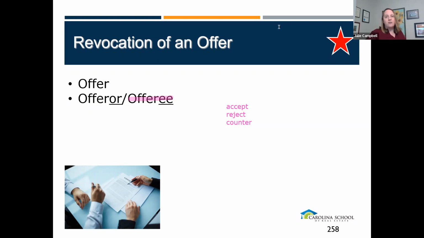If an offer is countered, also known as a counteroffer, a counteroffer is a rejection of the original offer. A counteroffer is a rejection of the original offer with a but. I'm good with all these terms, but the purchase price and the closing date. I reject your offer and I'm giving you a new offer of a new purchase price and a new closing date.